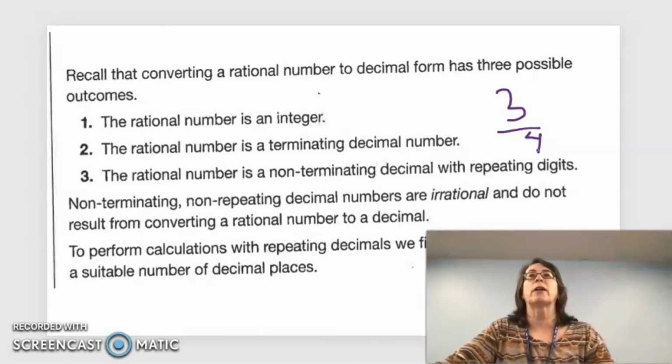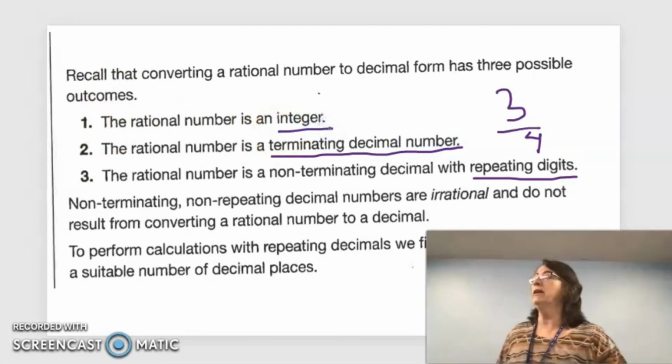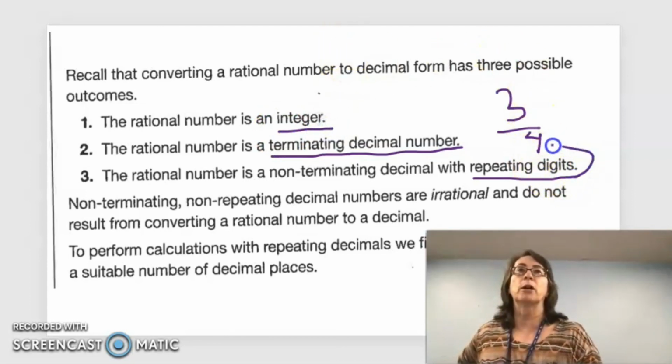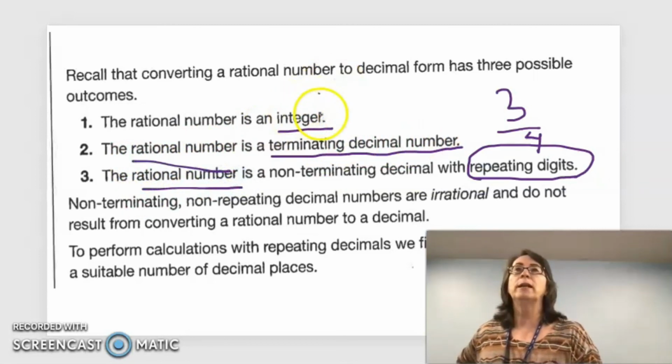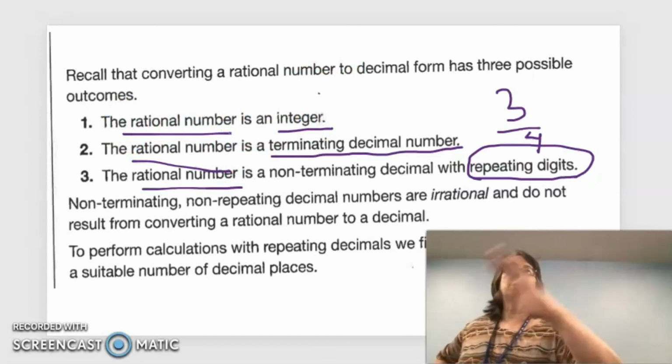So let's go backwards on this. If a rational number can be a non-terminating decimal with repeating digits, or a terminating decimal number, so it ends somewhere, or an integer, then wouldn't the reverse be true? Wouldn't every repeating digit number be rational? And wouldn't every decimal that terminates be rational? And wouldn't every integer be rational? Okay, so if one is true, the other is true, right?